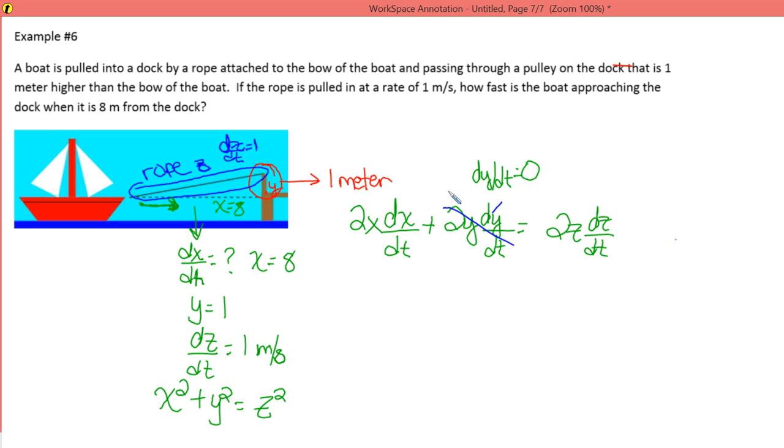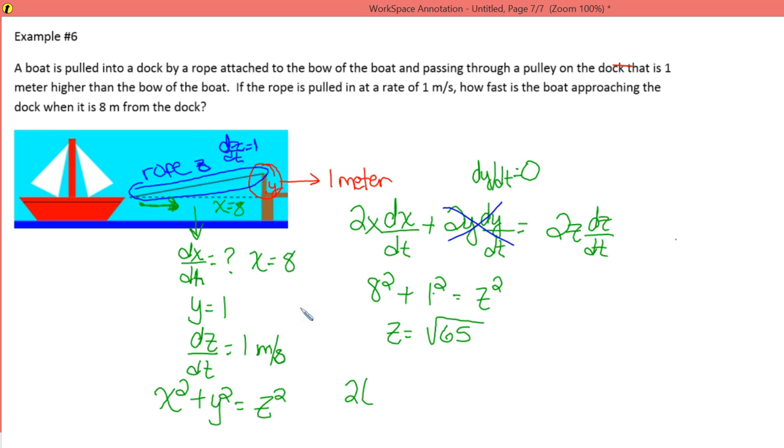Okay, so now all I need to know is z. And to find z, I go back to the Pythagorean theorem: x squared plus y squared equals z squared. I know that x is 8. I know that y is 1. And I don't know z. But now, doing some math, I can see that z is equal to the square root of 65. So now I have everything I need to solve this problem.